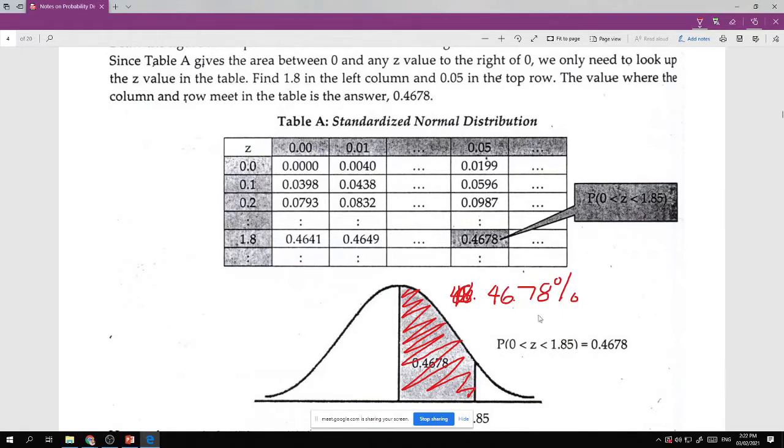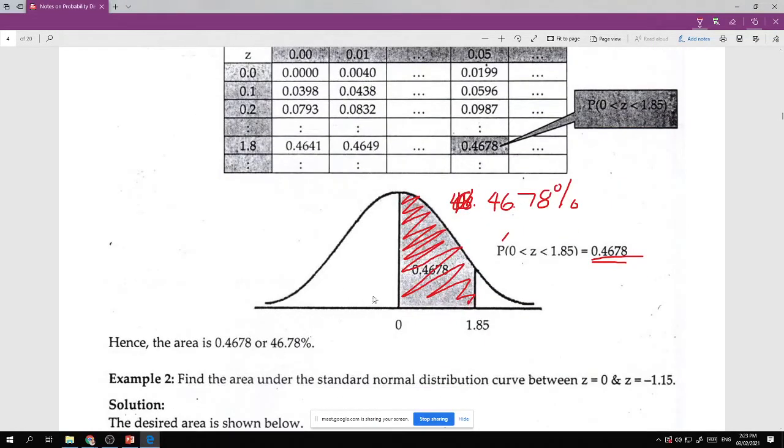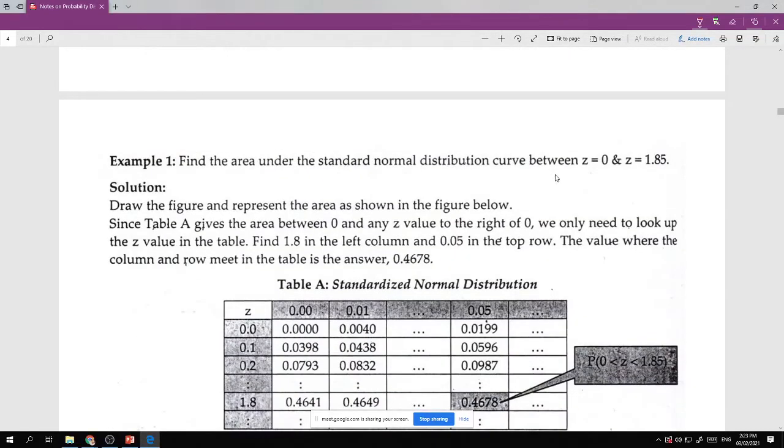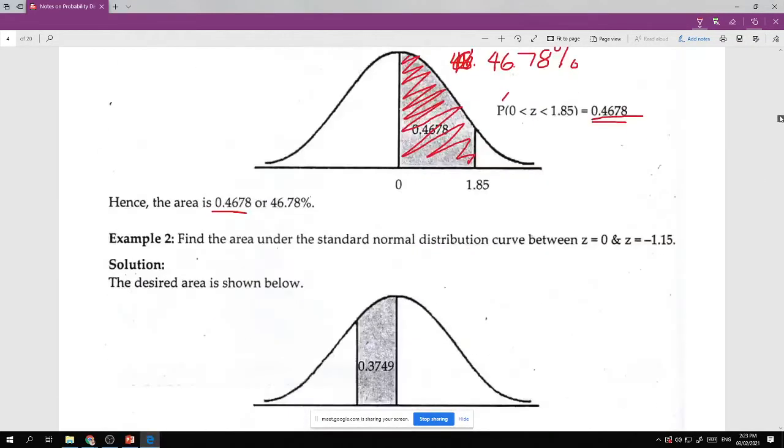And as a probability, that is written as 0.4678. This means that the probability that z is greater than 0 and z is less than 1.85 is 0.4678. So that is what is meant by this figure here. So take note, the area is 0.4678 or 46.78% if you're asked between 0 and a certain z. Okay, let's have another problem.